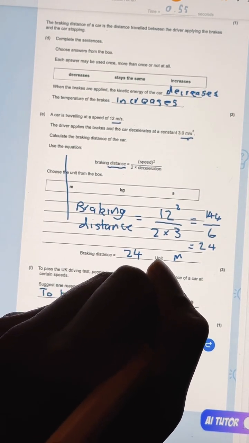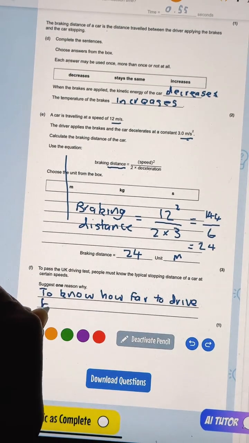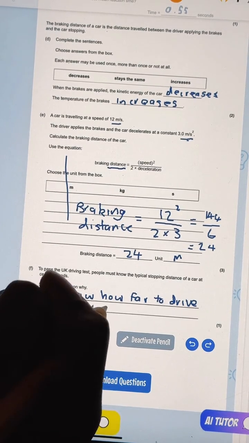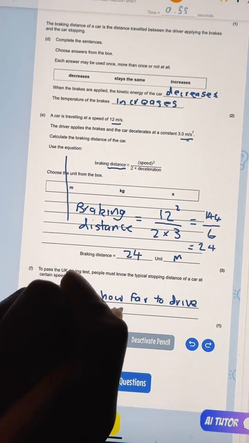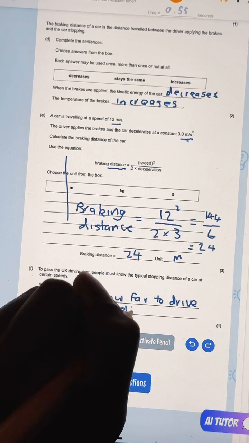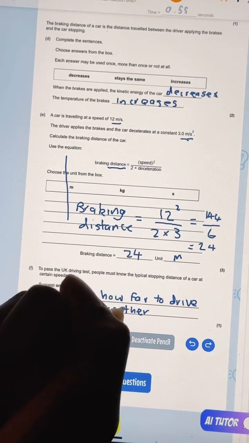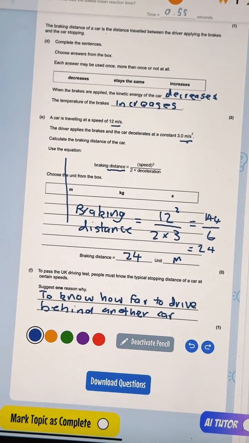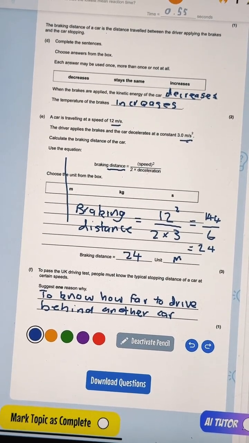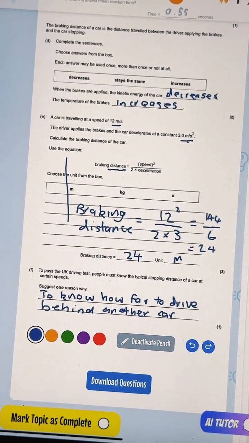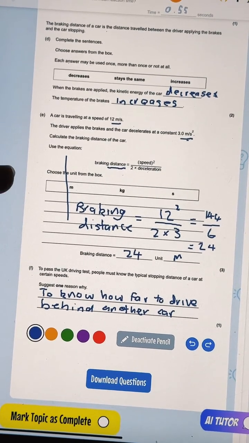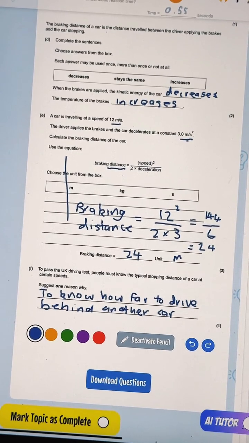To know how far to drive behind another car. And you could say so that they can stop safely. So you're not going to cause an accident, essentially. So knowing that if I'm at the speed, I know how much distance I need to leave so I don't cause an accident, basically.